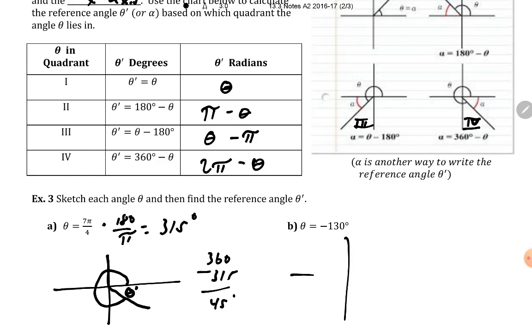Negative 130. So here's negative 90. Negative 130 is around here. In order to find our reference angle, we're just going to take 180 minus 130, which is 50 degrees. So this would be my 50.